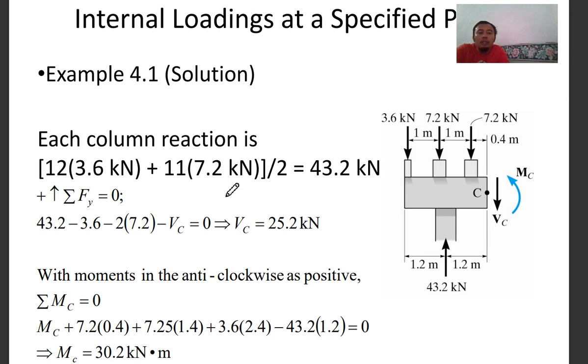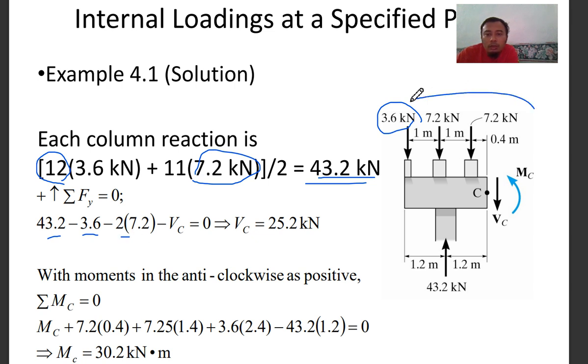And then each column reaction is, you have 12 times 3.6 kilonewton, and then you have 11 times 7.2 kilonewton, then divided by 2, we get total of 43.2 kilonewton. The summation of Fy, you get 43.2 minus 3.6 minus 2 times 7.2 here, then minus the shear at C. So you can solve for V at C, which is 25.2 kilonewton.